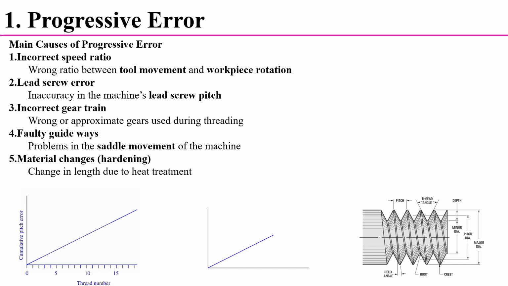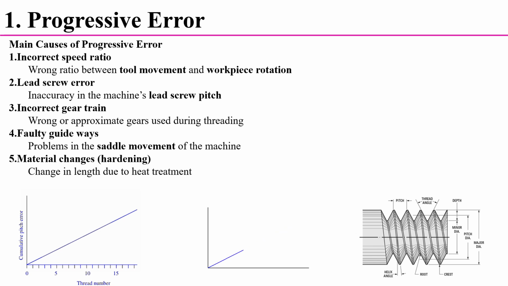The next cause is the lead screw error. Inaccuracy in the machine's lead screw pitch will cause progressive error. Next, the third cause is the incorrect gear train. If wrong or approximate gears are used during threading, then it will produce progressive error. The next cause is faults in the guideways. If there is any problem in the saddle movement of the machine, then it will produce progressive error.